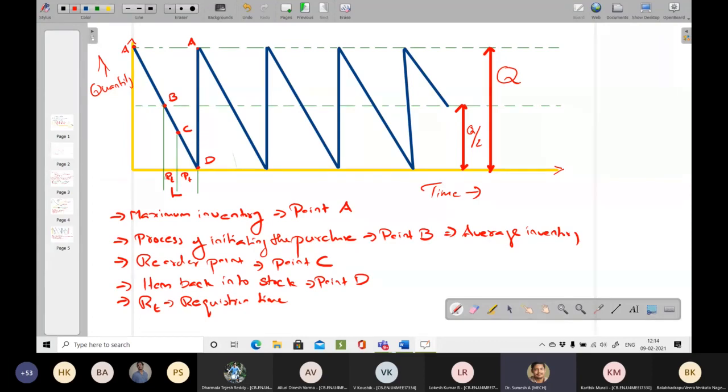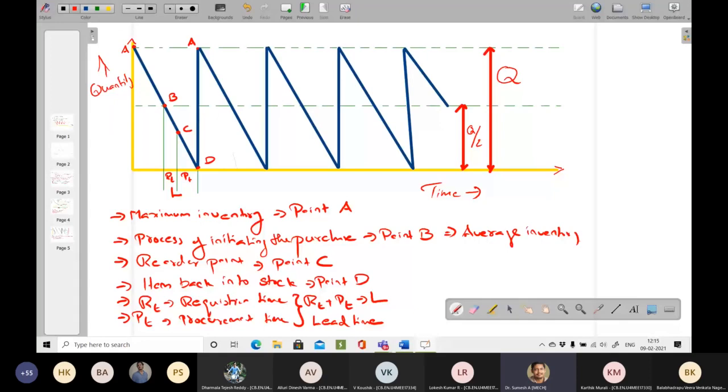PT is the procurement time. You have placed the order, and the company has to deliver the goods to you. RT plus PT is marked as L, which is called lead time. That is the time required from placing an order to getting your item back into your stock. Requisition time is the time that has to happen from your side. Procurement time is the time requested by the vendor to supply the product once you place the order.